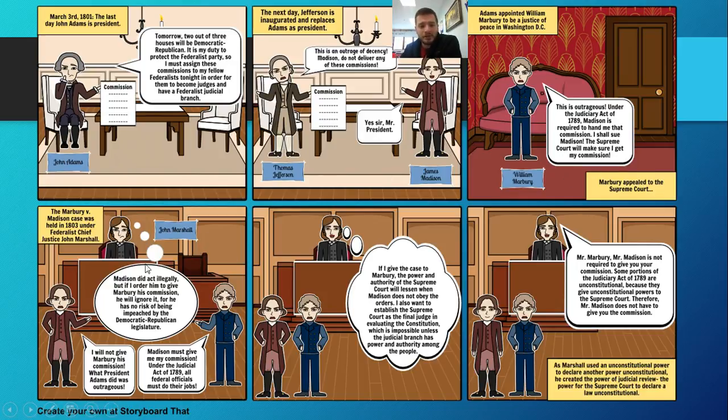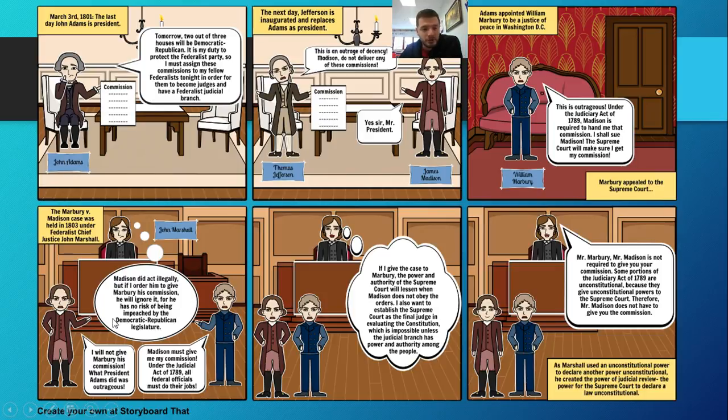Then here we have it in the Supreme Court. We have John Marshall, and they're arguing this. Here's the argument. Madison says, I will not give Marbury his commission. What President Adams did was outrageous. And then Marbury said, Madison must give me the commission. Under the Judiciary Act of 1789, all federal officials must do their jobs.